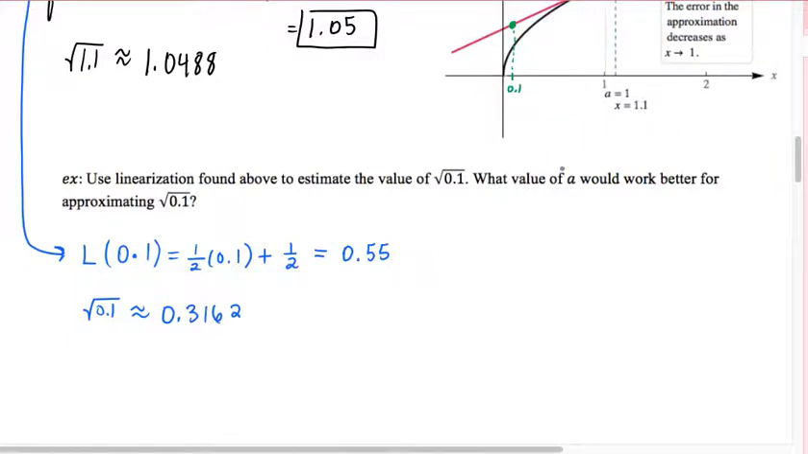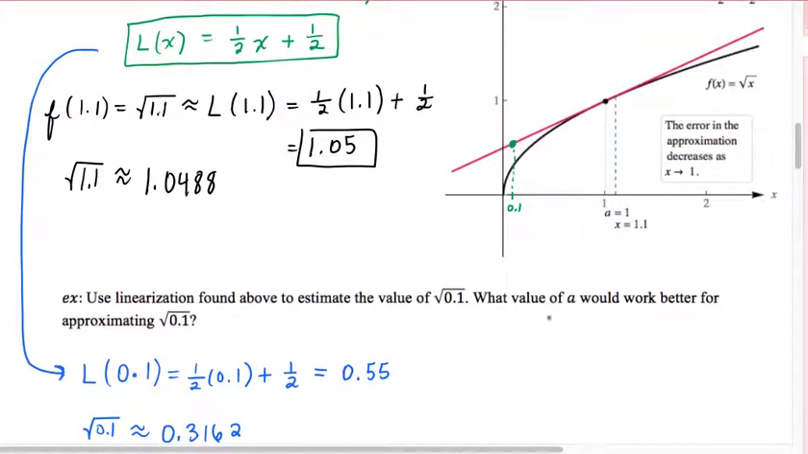So what would be a better value of a to use to approximate the square root of 0.1? Well, you want to pick an x value for a that is close to this x value of 0.1, but you want to pick a value of a that's easy to take f of. Easy values are f of 1, because the square root of 1 is 1. Actually, 0 is much closer to 0.1, and the square root of 0 is 0. That's much, much simpler to use. So for this question, what value of a would work much better? I would say a equals 0 would work better.